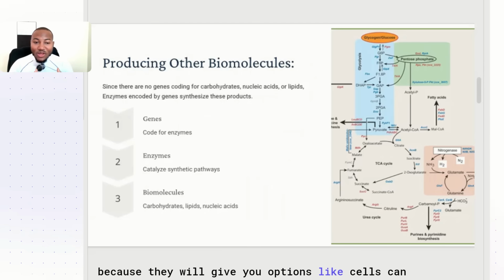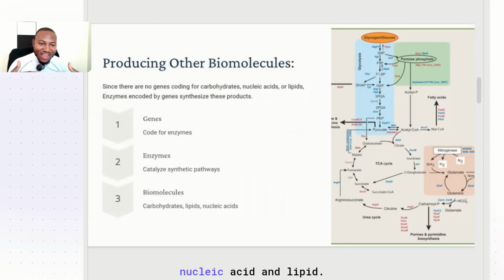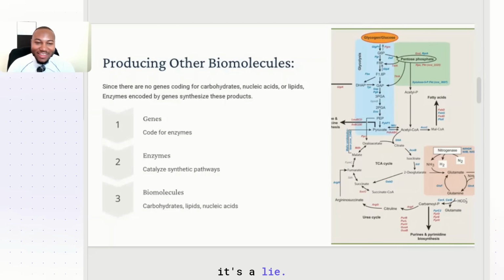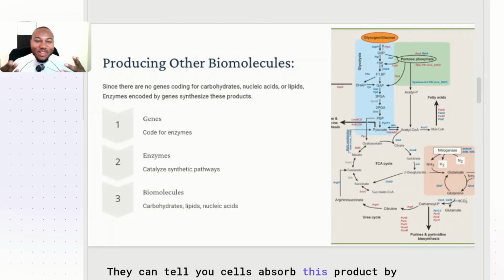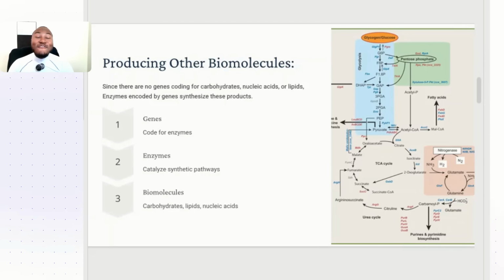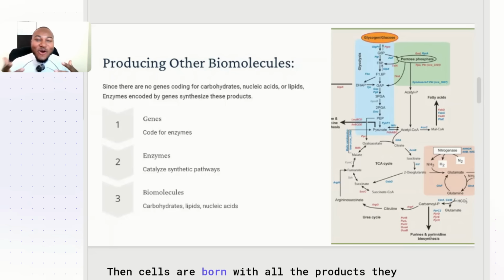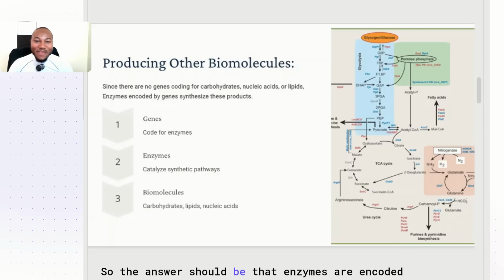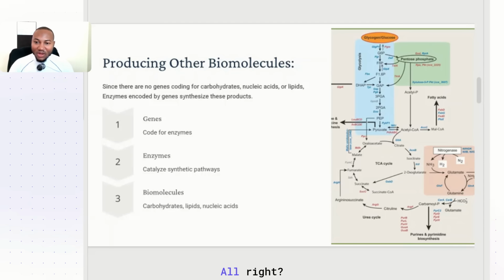Because they will give you options like cells can produce the carbohydrate, nucleic acid, and lipid. Now, they can tell you cells import these products from others. It's a lie. They can tell you cells absorb these products by endocytosis. Fat lie. Then cells are born with all the products they need. Absolute lie. So the answer should be that enzymes encoded by genes synthesize these products. All right? Because genes code for enzymes. Of course. Genes code for enzymes.